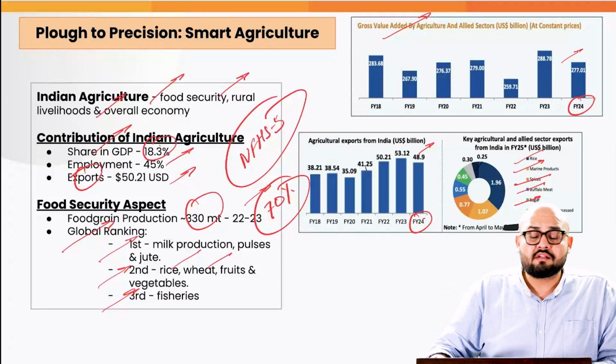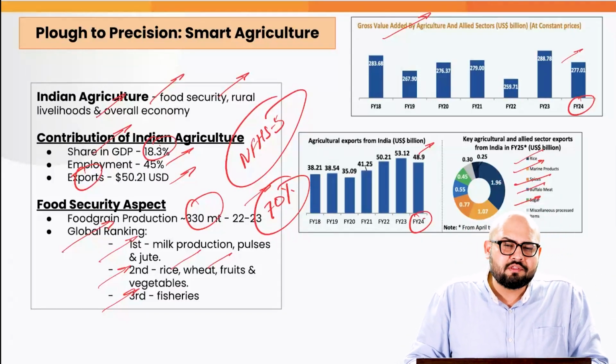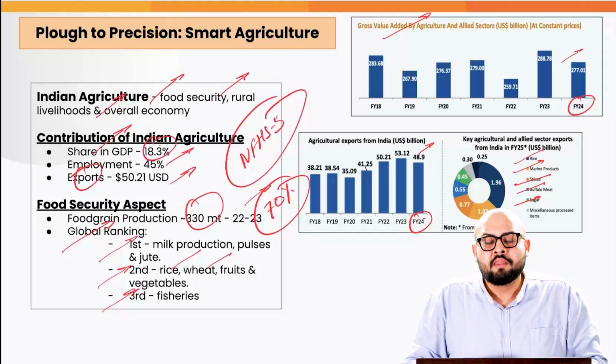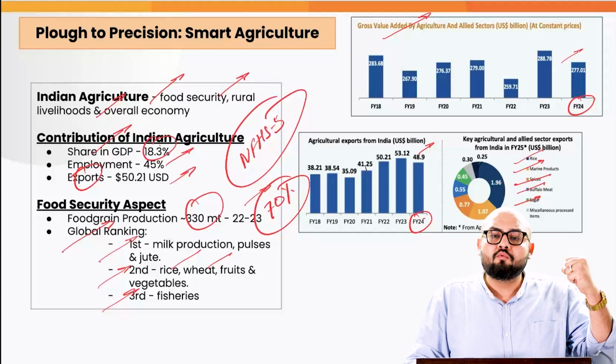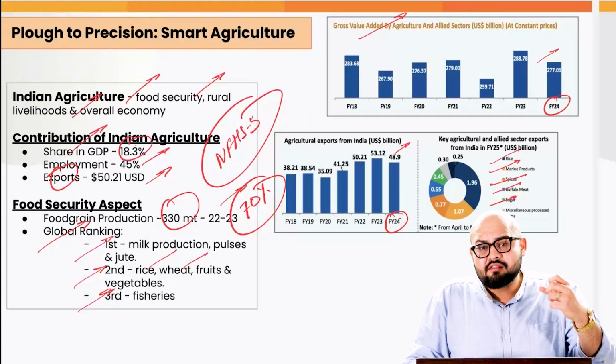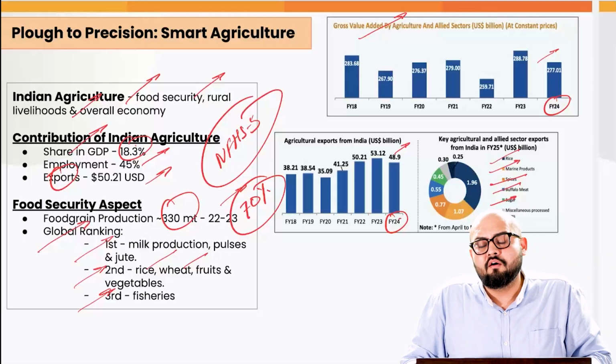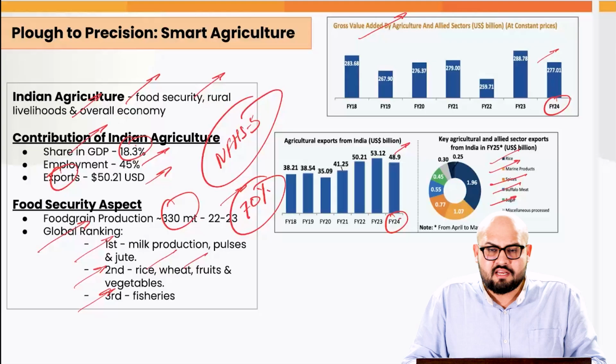Then let's talk about the sustainability aspect. We have been using excess chemical inputs, be it fertilizers or pesticides. Then the extraction of groundwater is highly excessive in some parts of the country, especially the western parts, be it Punjab or Haryana.